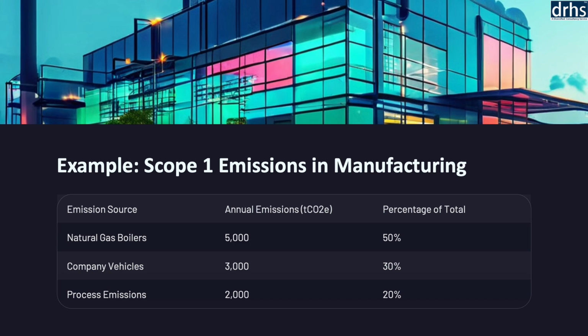So the total scope 1 emission for this example company sum up to 10,000 tons CO2 emitted annually. This breakdown helps the company identify where their direct emissions are coming from, with stationary combustion from natural gas boiler being the most significant source of potentially target for reduction efforts.